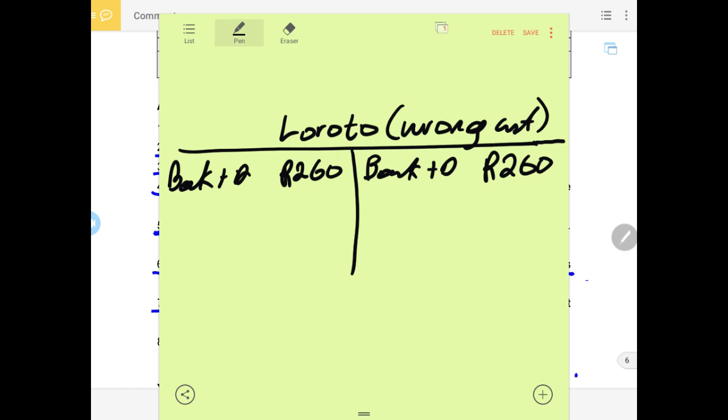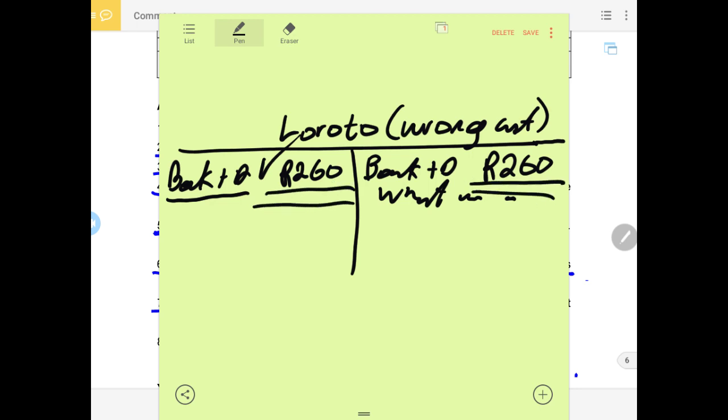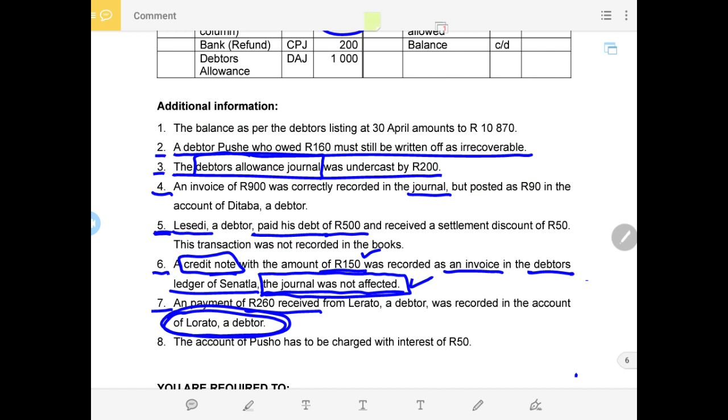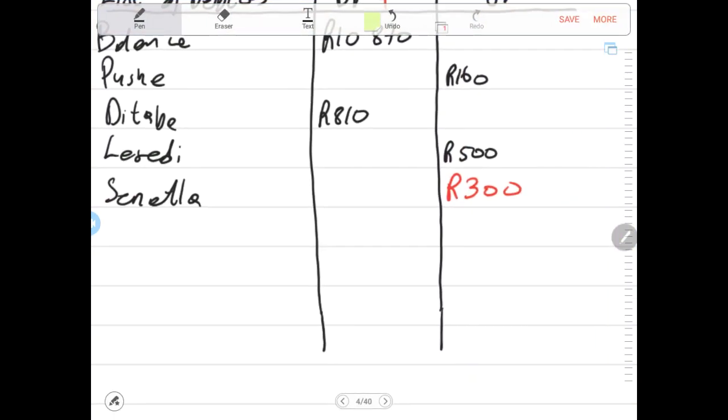Clear on that? I'm saying bank and discount in the context of the ledger account. When I do the list of debtors, I'll just be writing the name of the customer. The other details are for the purpose of the ledger account. So you don't use bank and discount, because we need to know whose account we are referring to in the list of debtors. So this is what was done. But we are cancelling this because it's not supposed to be in this account. Now debit minus debit, it will end up 0. That means we have cancelled the 260 in the account of Lorato.